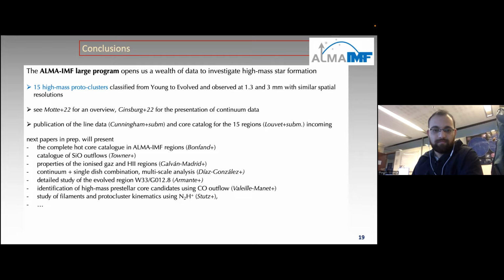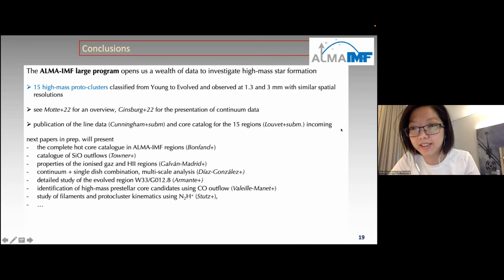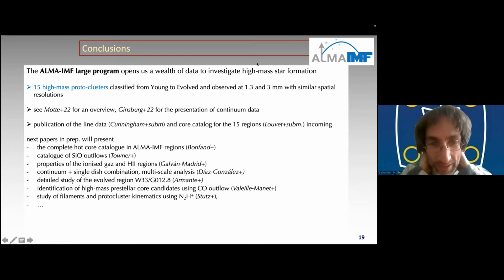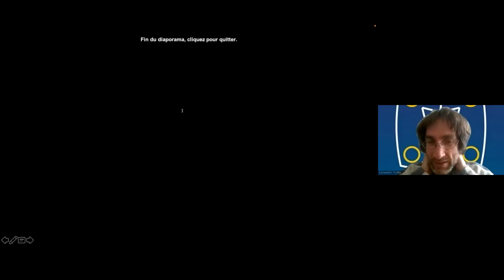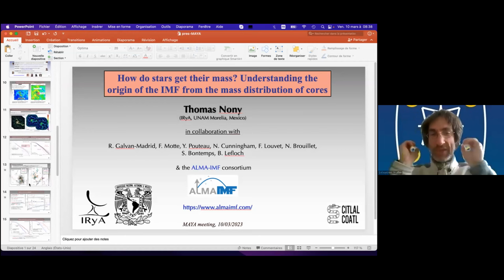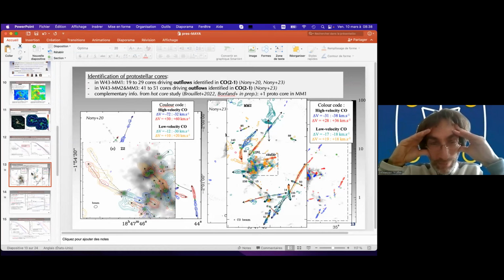Any more questions? Okay, so Sebastian? Yeah, again, congratulations for a very nice talk. I think I already asked the question about the distance to the targets. But is it possible to use some kind of relation between the size of the outflows and the mass of the core to get some kind of calibration, to get the distance? So maybe a stupid question, sorry.